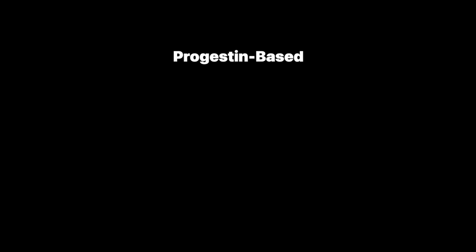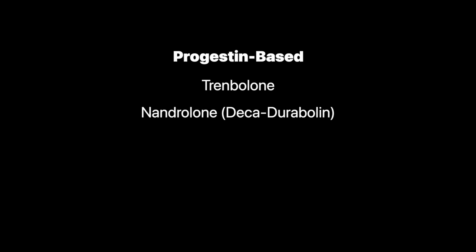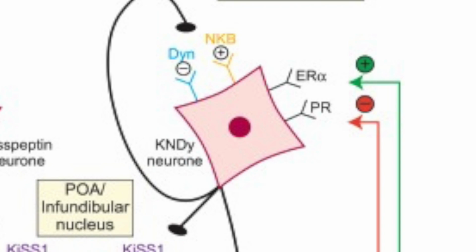Now, the last class of steroids, and the most extremely suppressive of all the anabolic steroids, are the progestin-based steroids. The examples are not going to surprise you. These are the ones that are going to shut you down the hardest and for the longest. These are Trenbolone, Nandrolone or Deca, and Ment or Trestolone to a certain extent as well. But Nandrolone and Trenbolone are the key players here. And the reason they're so suppressive is that these drugs directly bind to progesterone receptors in the brain.